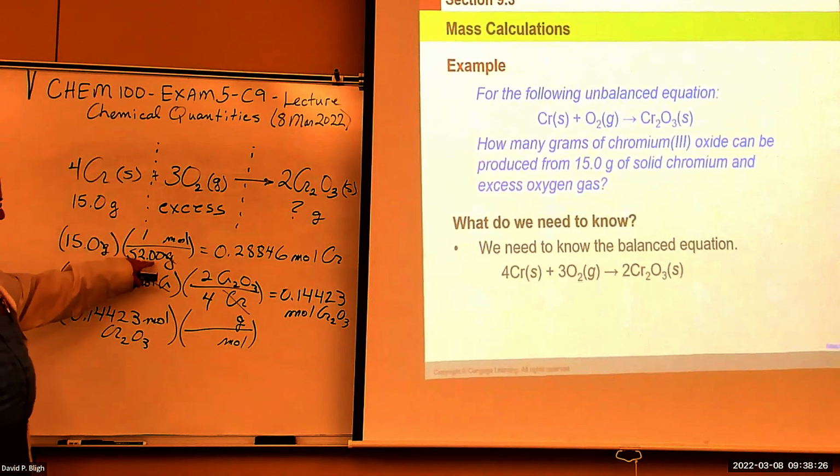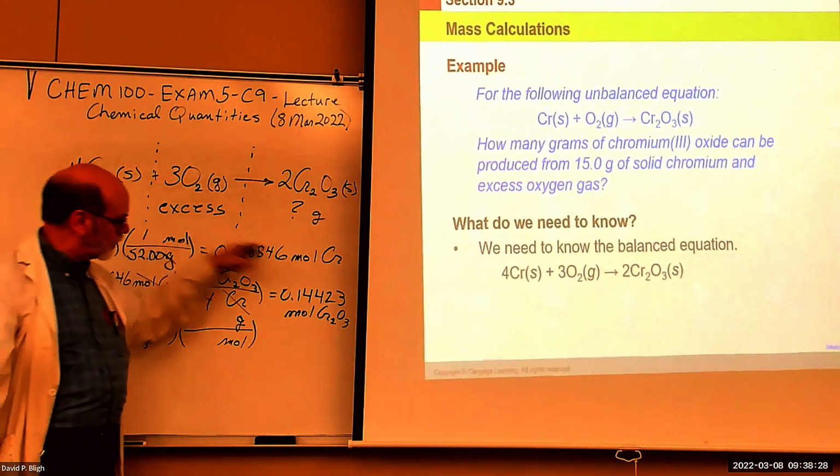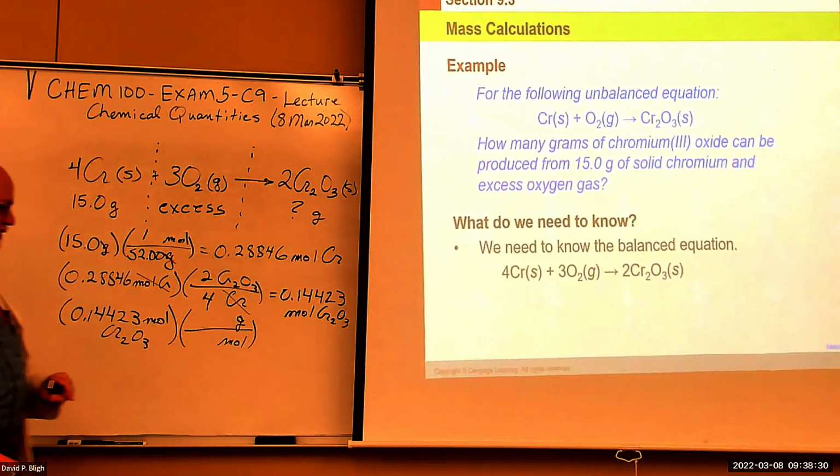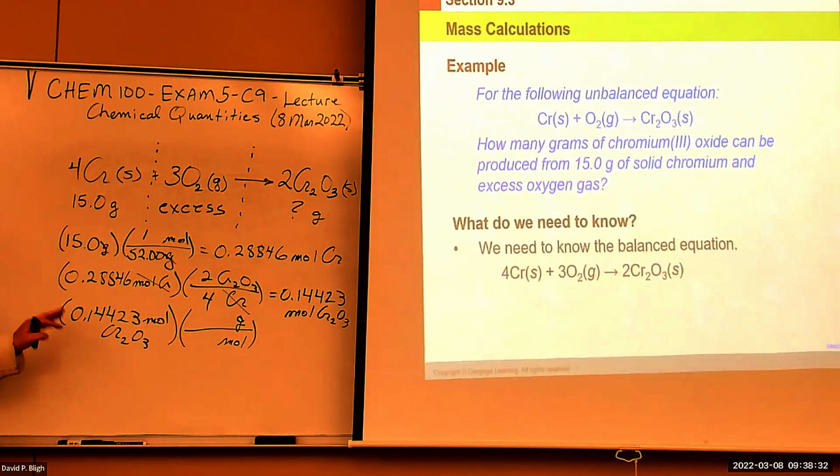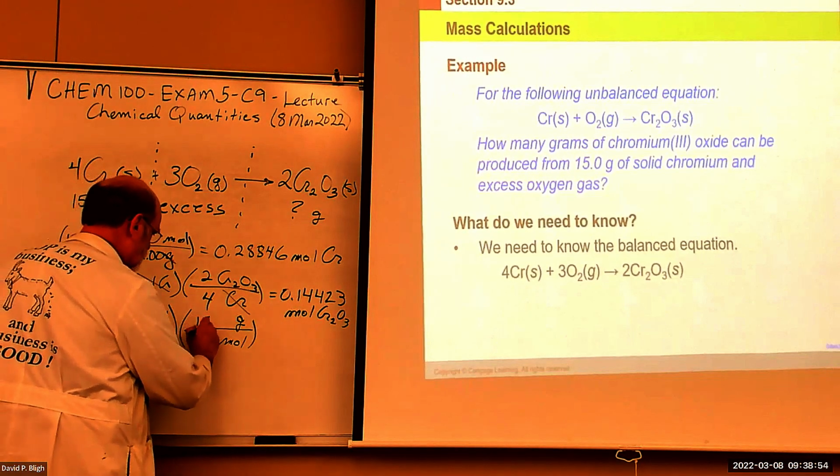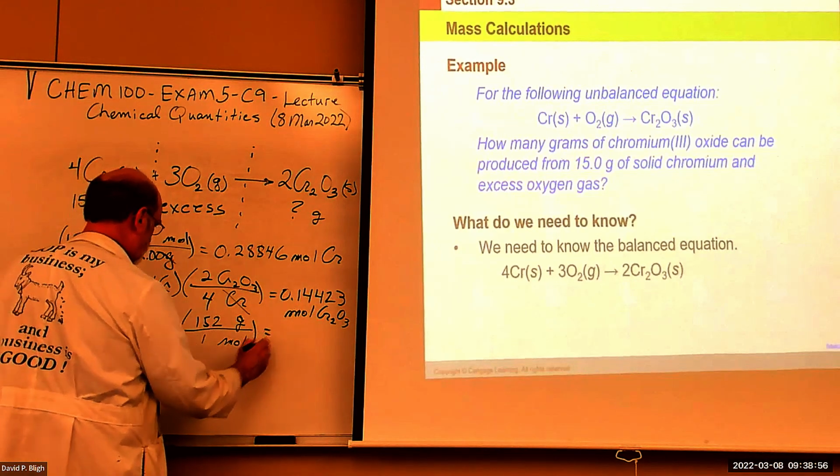In this case, we have grams on the bottom, moles on the top, because we wanted to end up with moles. Here we want to end up with grams. So we need the molar mass of chromium(III) oxide. Right? So we need 2 chromiums, 52. That's 104 for this. And then 3 oxygens, 3 times 16 is 48. So that's 152 grams per mole.